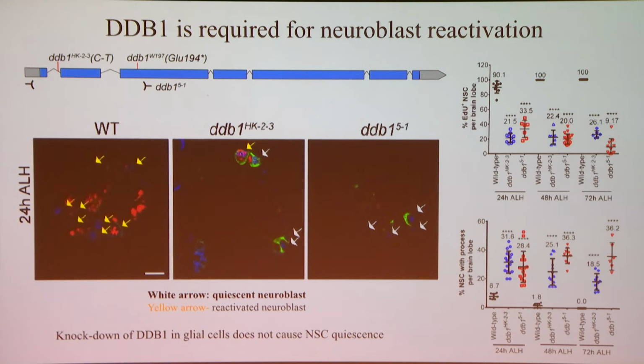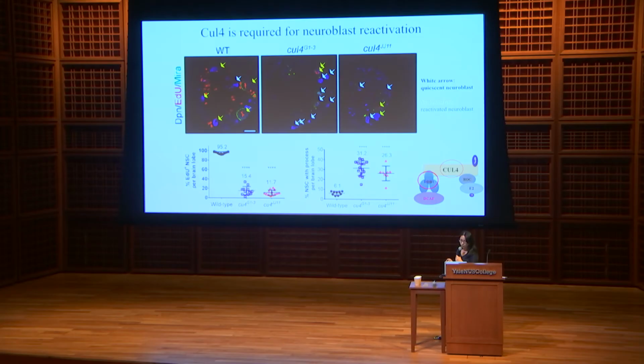look at whether they're able to undergo the cell cycle, and we also look at how many cells still retain the cellular extension, which is now considered to be a hallmark of quiescent neural stem cells. As you can see, there's a dramatic decrease of cells incorporating EdU, suggesting that they are not cycling. And there is also a dramatic increase of cells retaining the cellular extension, suggesting that they are staying in quiescence. So DDB1 is important for neural stem cell reactivation.